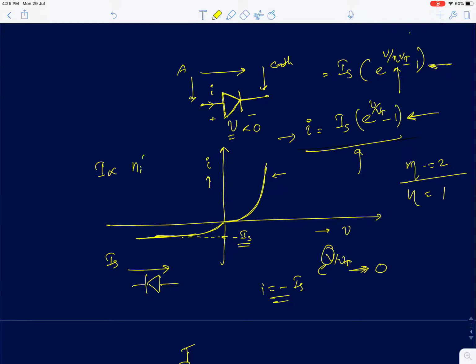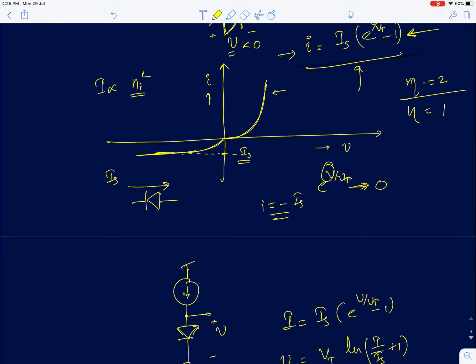which again is proportional to the square of the intrinsic carrier concentrations. Okay, so it has a very strong dependence on temperature. So if we change the temperature, IS will increase exponentially. Okay, to see the dependence, we will just solve one very simple problem.